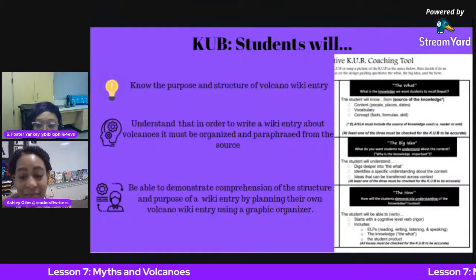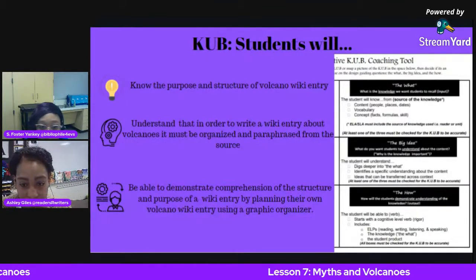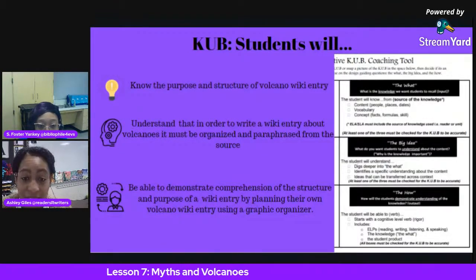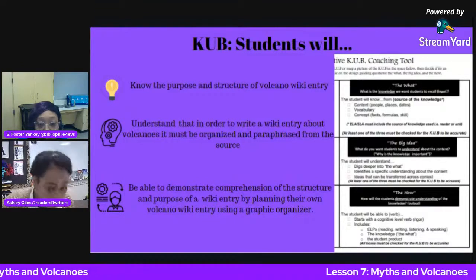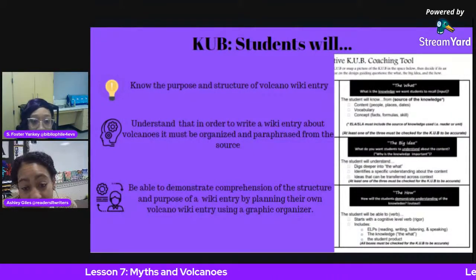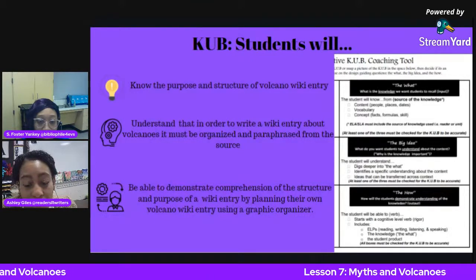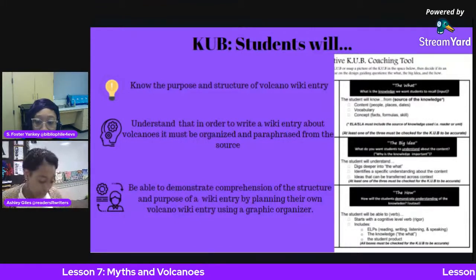Okay, so I see the cognitive verb. That's the demonstrate comprehension. The ELP, let me see what ELP that is. So planning is the cognitive verb. What are they going to do? Action, right? Planning their own volcano wiki entry. I think planning is the cognitive verb. So that's what they're doing.